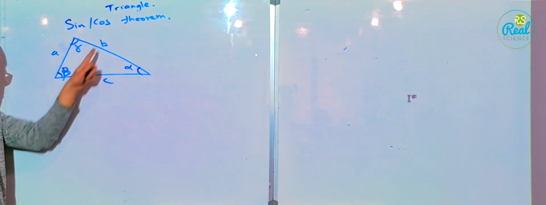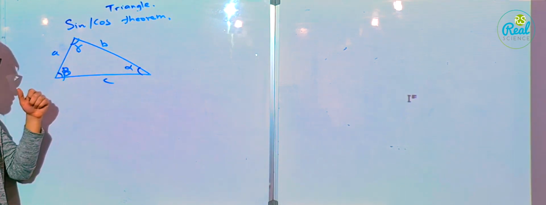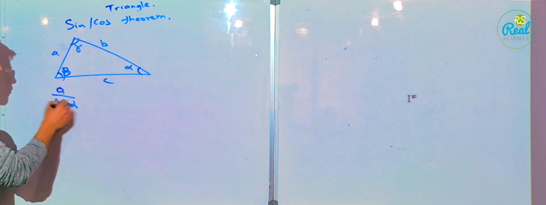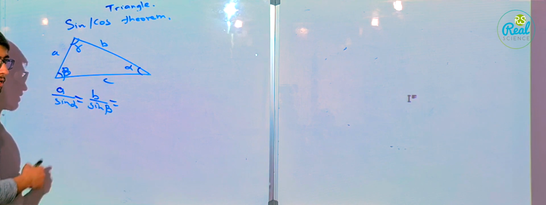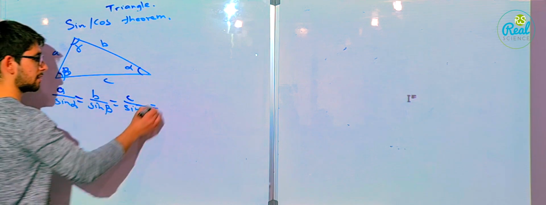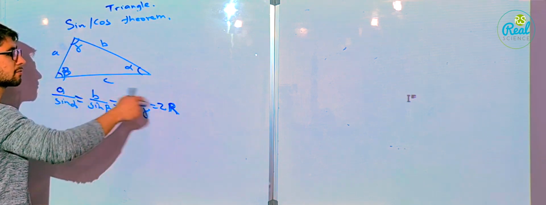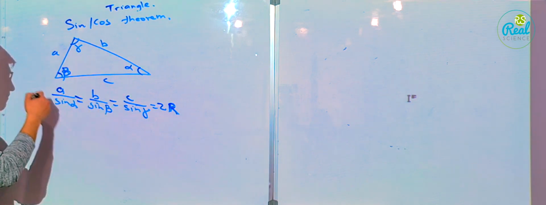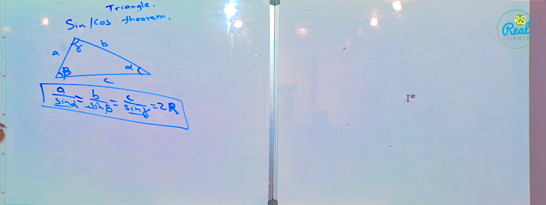Sides of a triangle are interconnected or have a ratio with sines of angles. So A over sine alpha will have the same ratio as B over sine beta, or the same ratio as C over sine gamma, and it will be equal to twice the radius, right? Your triangle is inscribed within this circle. So, if you understood, this is the sine theorem. Why? Because here you are having sines. That's why it's called the sine theorem.